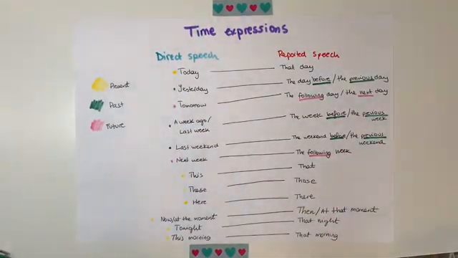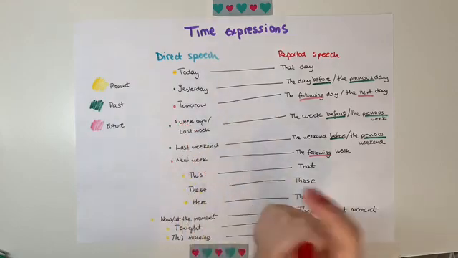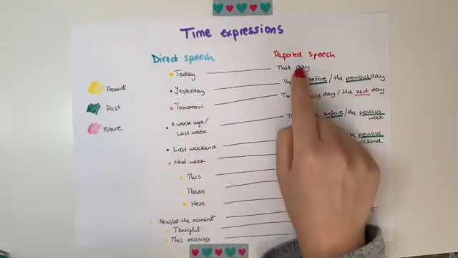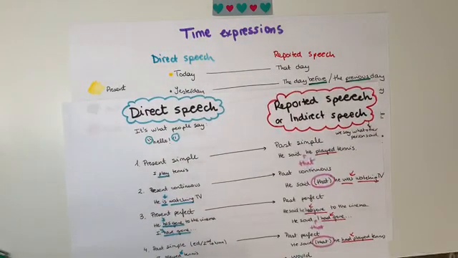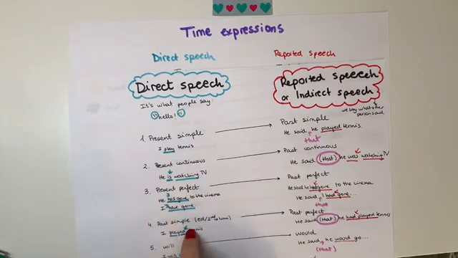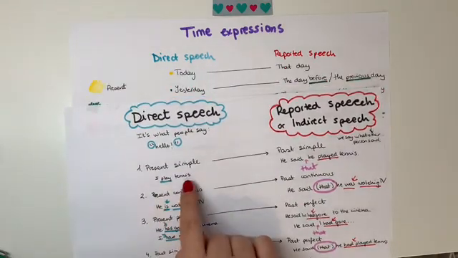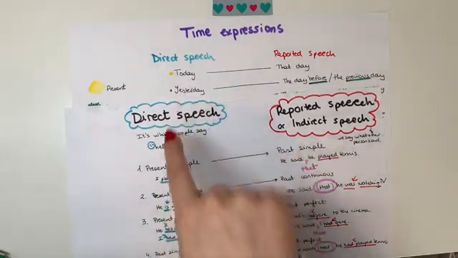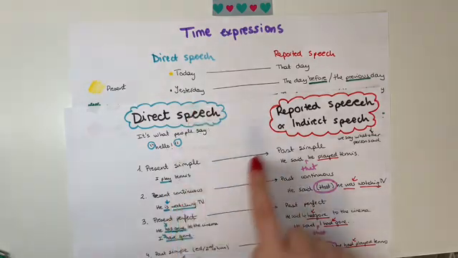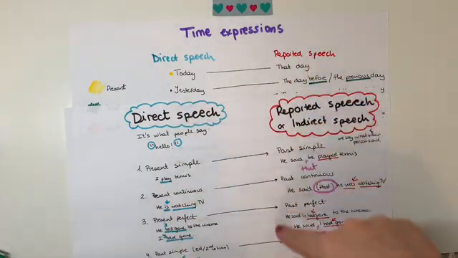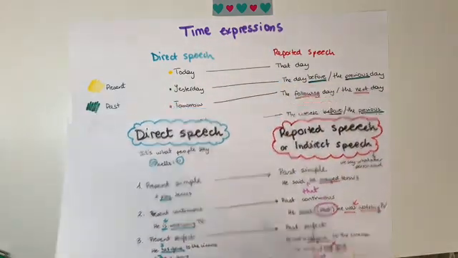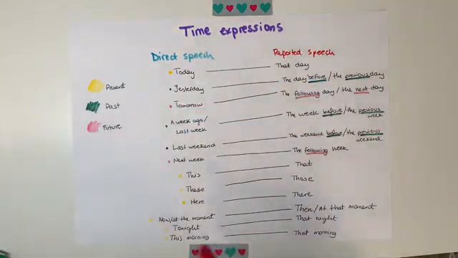But depending on the time expression, and if you're talking about direct speech or reported speech, you need to be careful with this. Okay? So, we saw here that this is direct speech, so you can say, I play tennis, or today I play tennis, or today I am playing tennis. And then as the verb in the reported speech changes, the time expressions also change. So you have here a list of examples.